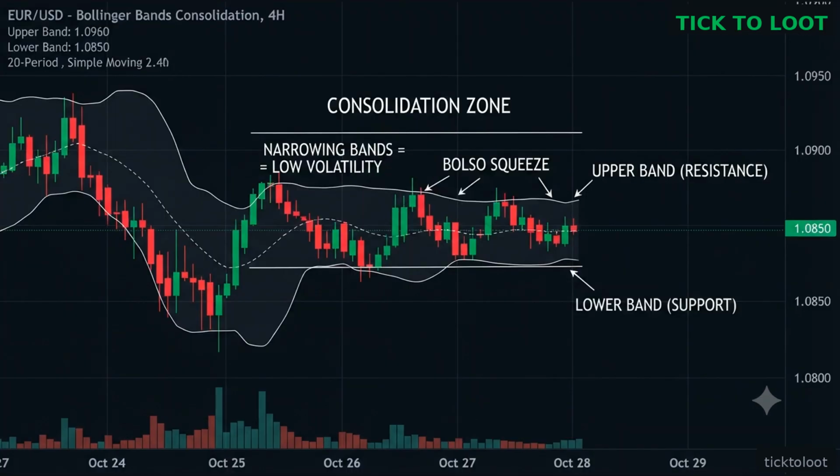Bollinger Bands are best used for measuring volatility and identifying consolidation before breakouts. By using Bollinger Bands, you can identify periods of low volatility, which can indicate that a big move is coming soon. This is like a calm before the storm, where the market is building up energy before making a significant move. As a trader, you want to be prepared for this move by adjusting your trading strategy accordingly.